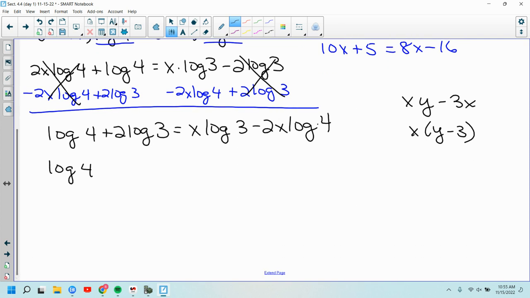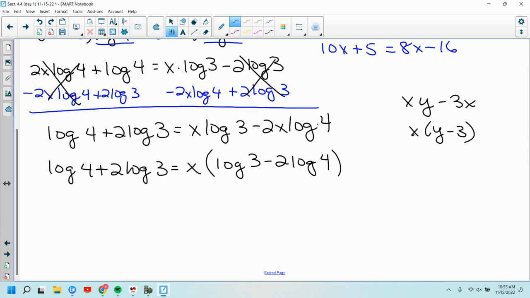Log of 4 plus 2 log of 3 equals x. Then what's going to go in the parentheses, though? Adam, what do you think? X log of 3 minus 2 log of 4. You got it. You just take that x out from that 2 log of 4 and you're left with that. Hey, at this point, we can get an answer. So all you got to do is divide by what's in parentheses there.